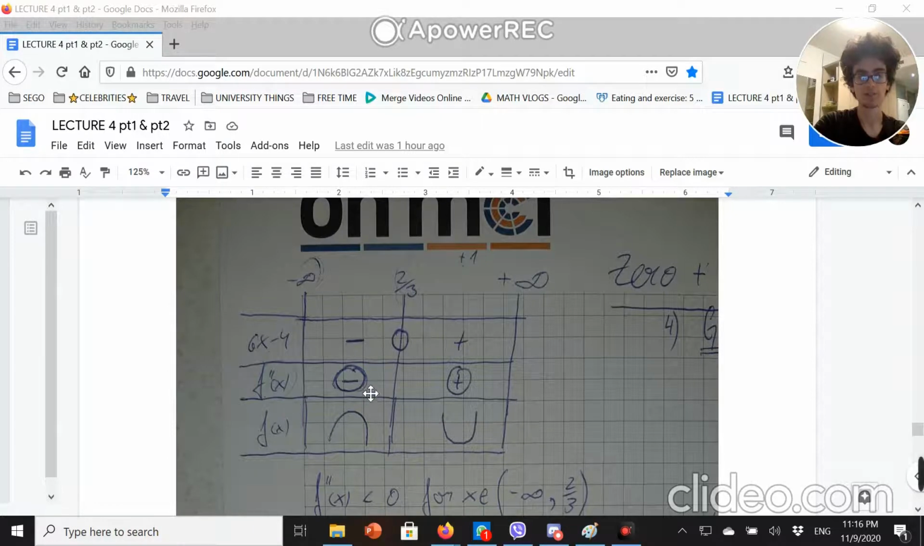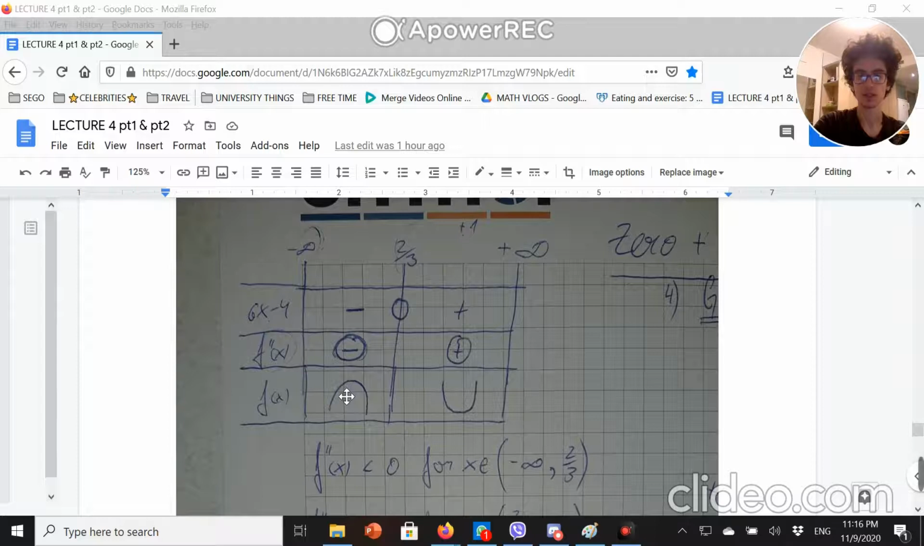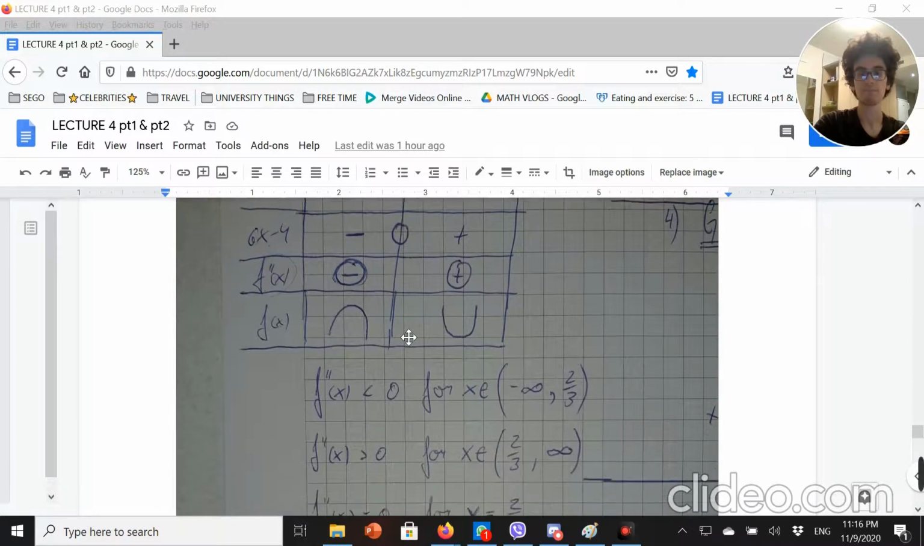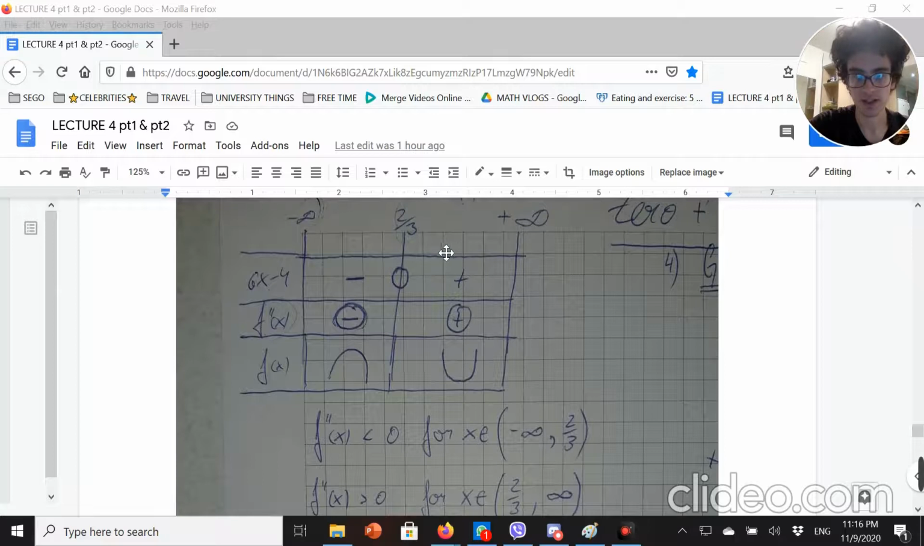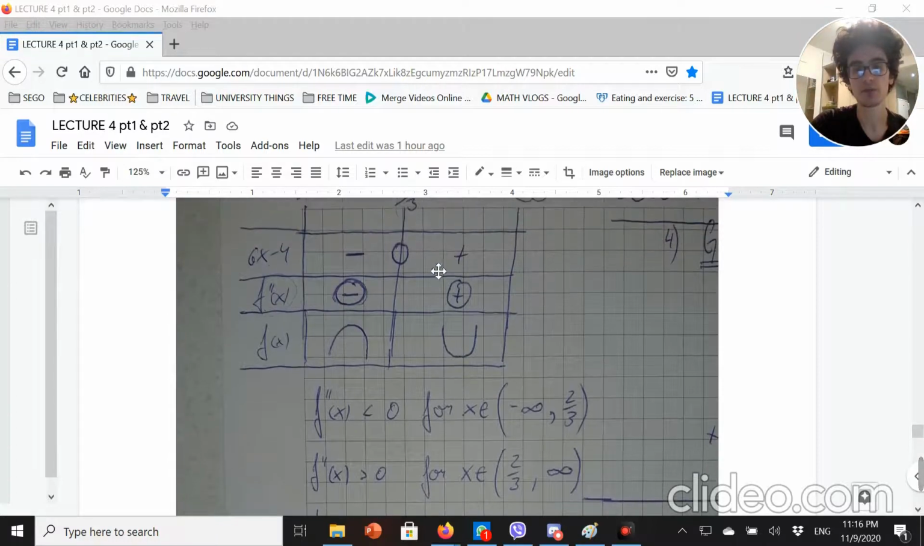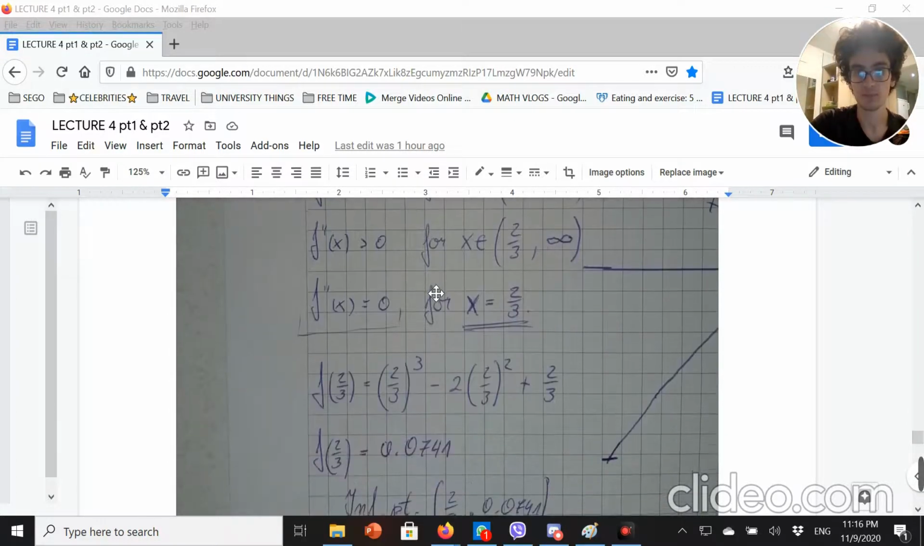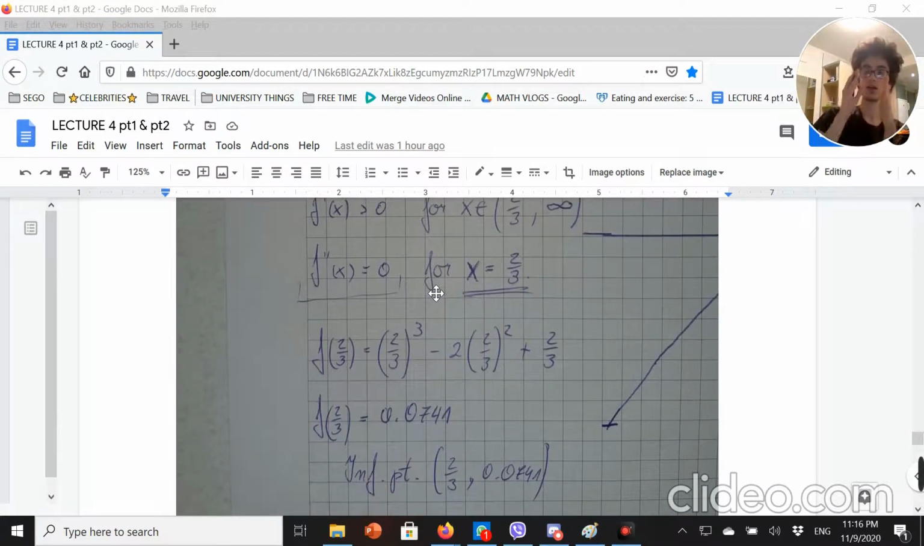Which tells us that our second derivative of the function f of x will be negative, or smaller than 0, for the interval x belonging to all numbers between negative infinity and 2 over 3, and the shape for that range will be our reverse U, as you can see here. The second derivative will be greater than 0 for any x greater than 2 over 3, and it will be 0 at 2 over 3.